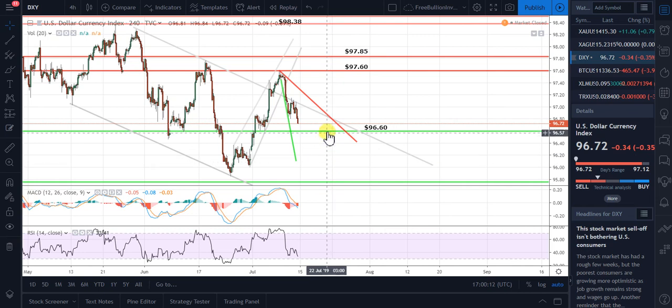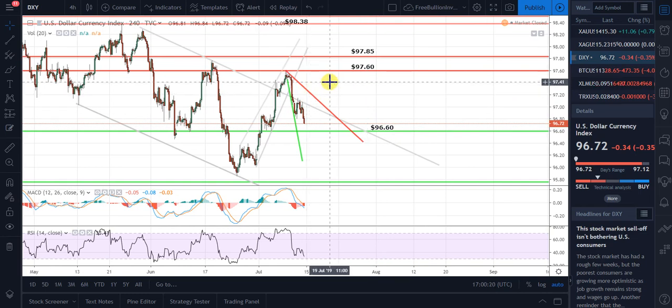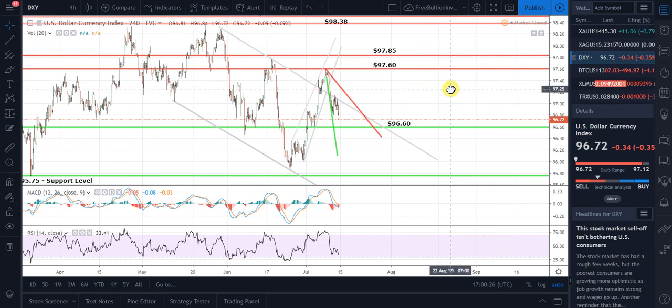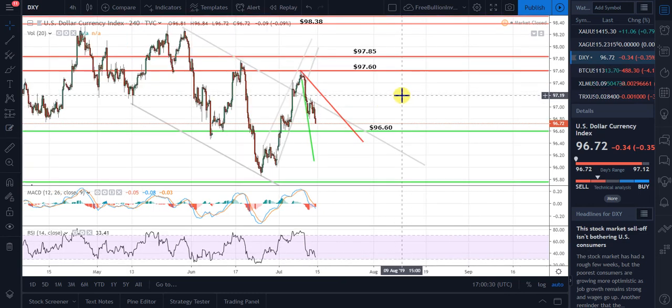So I'm expecting that to happen before the dollar hits the support level of 96.60 next week and breaks it to the downside. But I do expect the dollar to continue to trade sideways until we actually see the Fed do something. I mean, not next week, at the end of the month. They don't meet until the 30th and 31st of July.